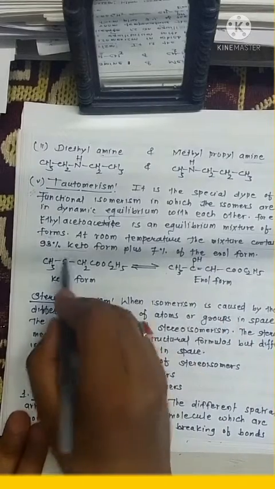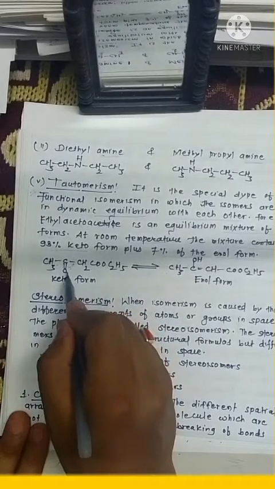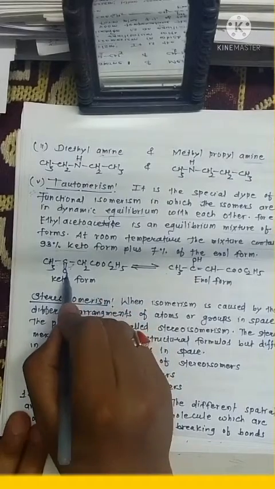How can it be written? It can easily be written by shifting this bond here, and shifting one of the hydrogens from here onto this oxygen.